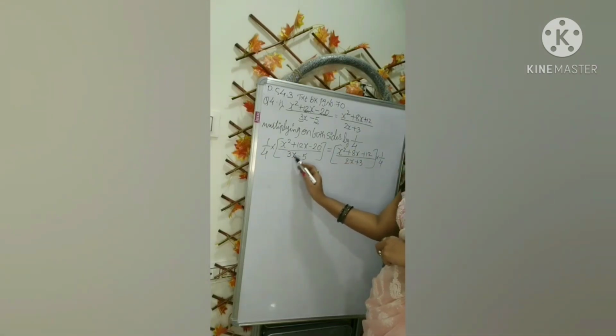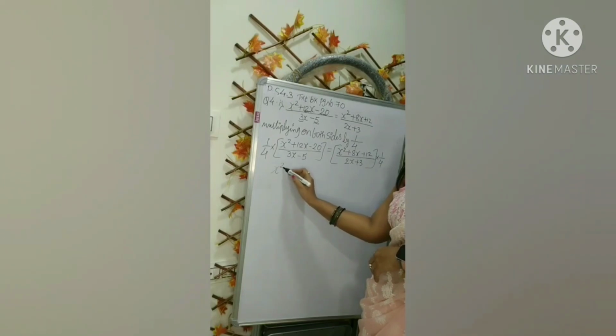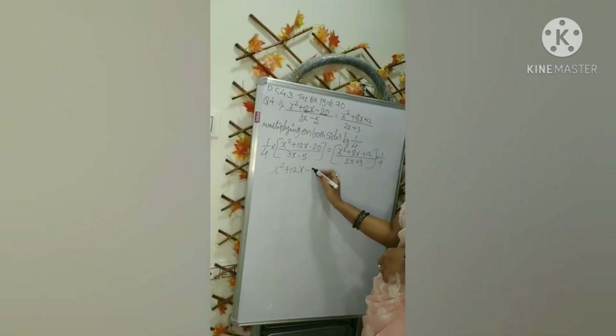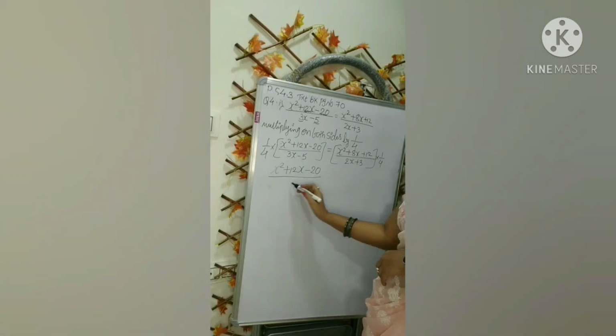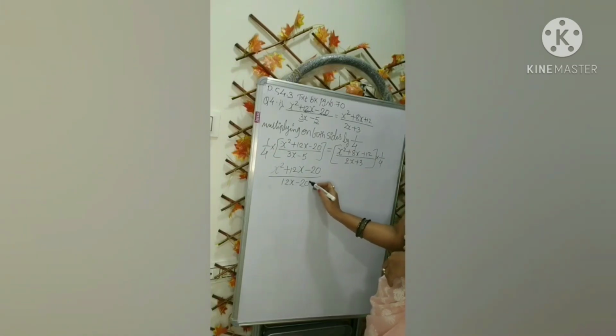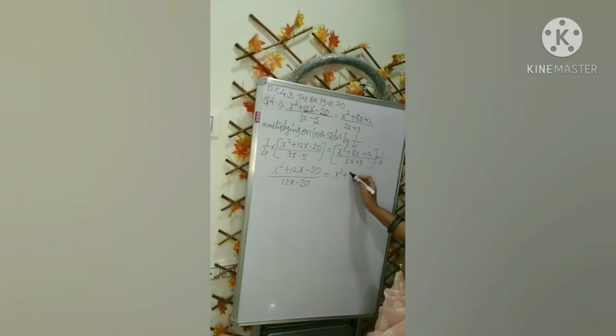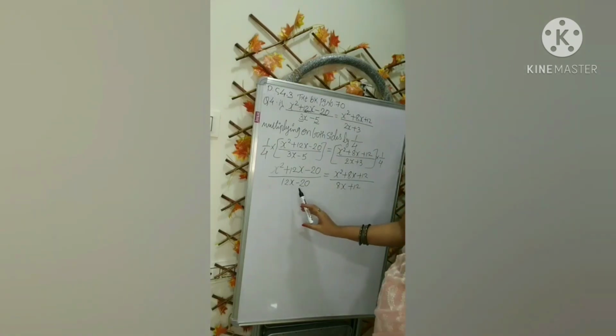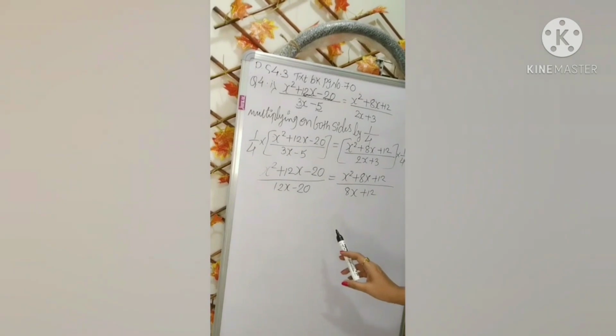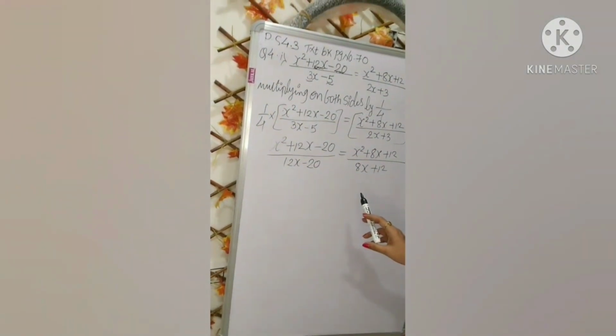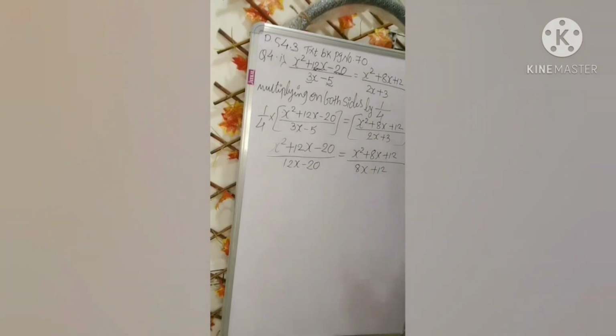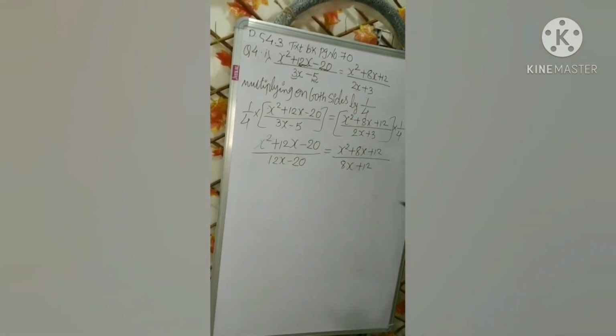4 multiplies with the denominator, nothing will change in the numerator. Numerator will remain as it is, x square plus 12x minus 20, the whole upon 12x minus 20 is equal to x square plus 8x plus 12 and the whole upon 8x plus 12, because 2 4s are 8 and 3 4s are 12. As you can see here in the denominator, we already got a term which matches with our numerator. Okay. So what's it? 12x, 12x, 20, 20. But they are same terms and same signs.